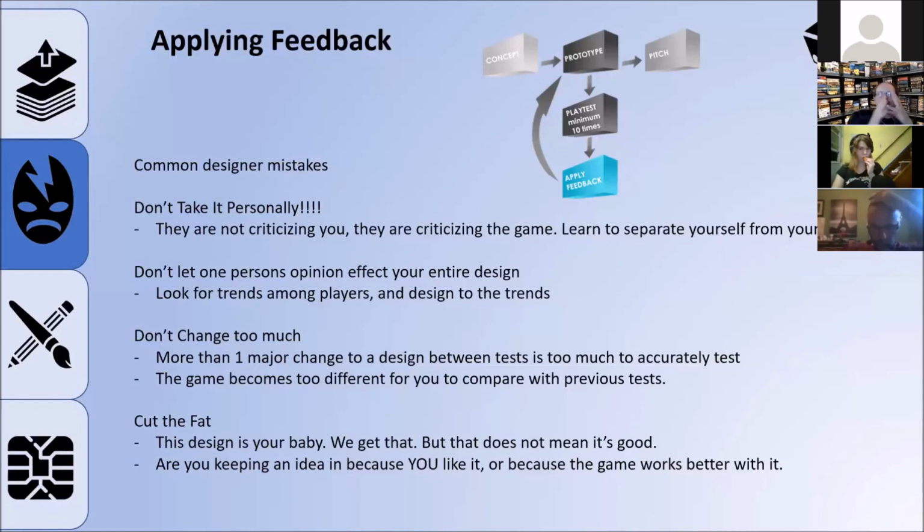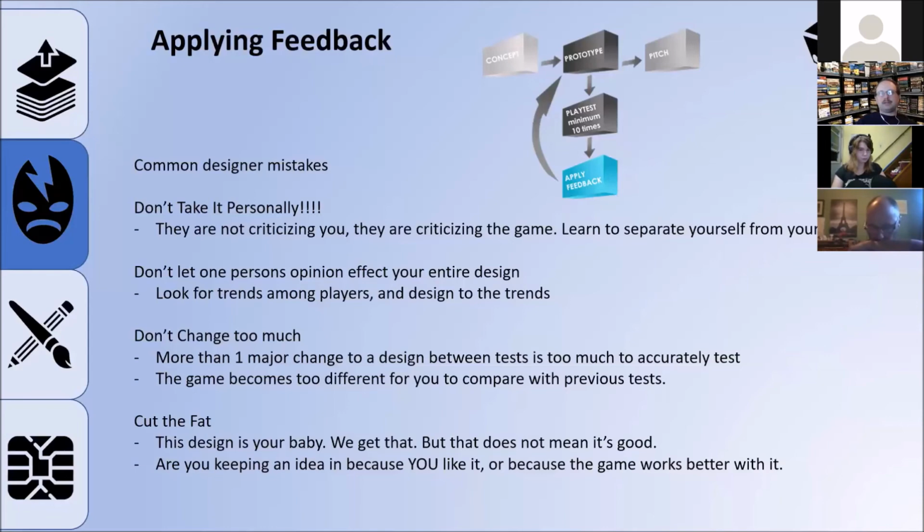Cut the fat. The design is your baby. This is something that you are putting your heart into. This is something you care about. But just because you care about it doesn't mean it's any good. So you need to really ask yourself, are you keeping ideas, themes, mechanics, anything like that in the game because you like it? Or are you keeping it in because the game actually works better with it? Sometimes your favorite game element in the game you need to remove because it makes the game worse.